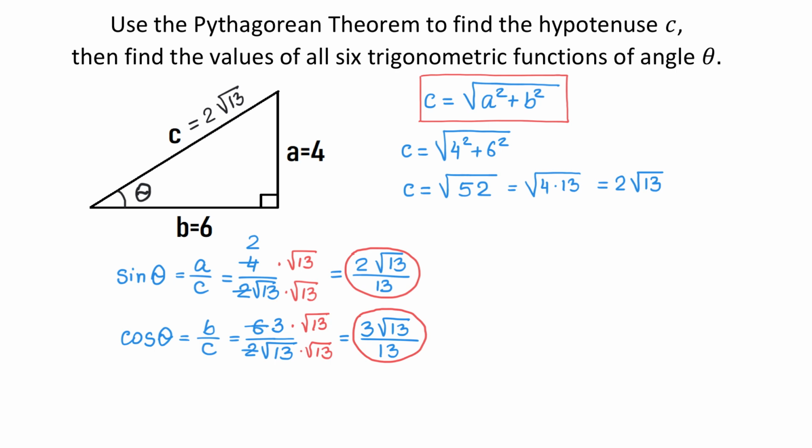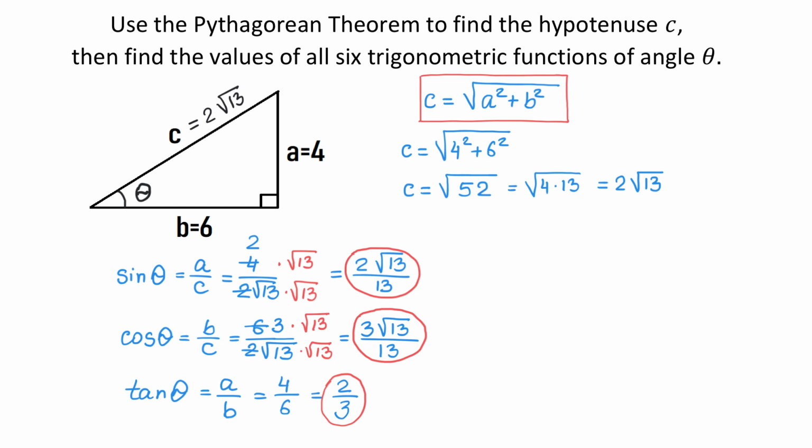The next function will be tangent of theta. By definition, tangent is the opposite side divided by the adjacent side, which is a over b. We will replace a with 4 and b with 6. Then, if we divide the numerator and the denominator by 2, we will get 2 over 3. And because here we did not have any radicals, simplifying this fraction was much easier. So the value of tangent of theta is 2 over 3.